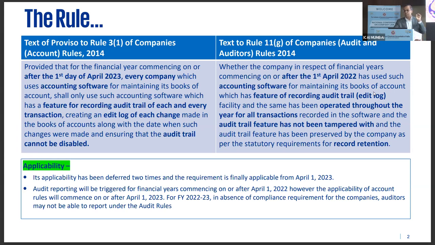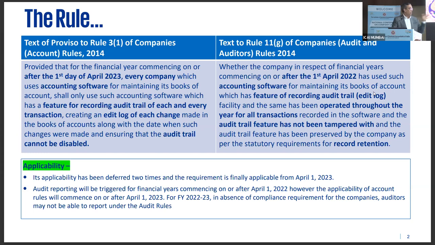financial years commencing on 1st April 22 has used such accounting software which has the feature of recording audit trail and has the audit log, it has operated throughout the year and the audit trail feature has not been tampered with, and it has the ability to record and retain for the statutory period requirement. For 31st March 23, we just have to say not applicable because for the client it is applicable from 1st April 23. Next year, all of this becomes very relevant because you will have to opine on all of these aspects.